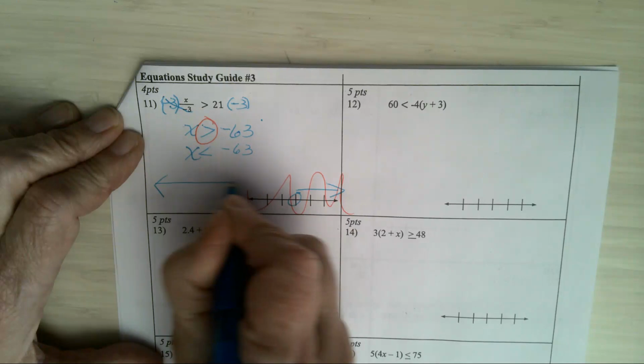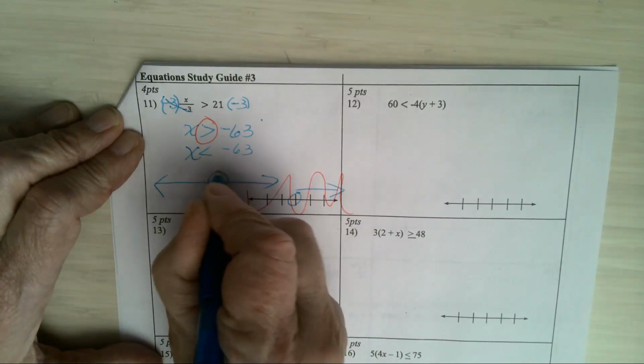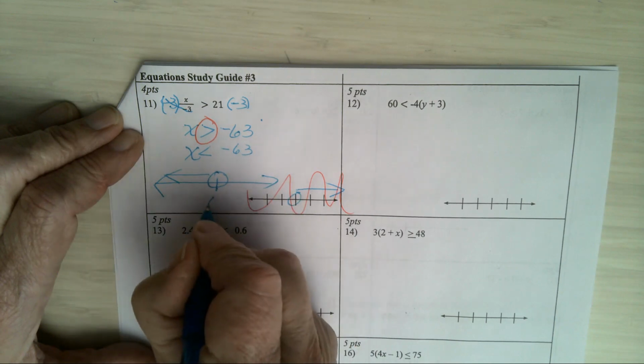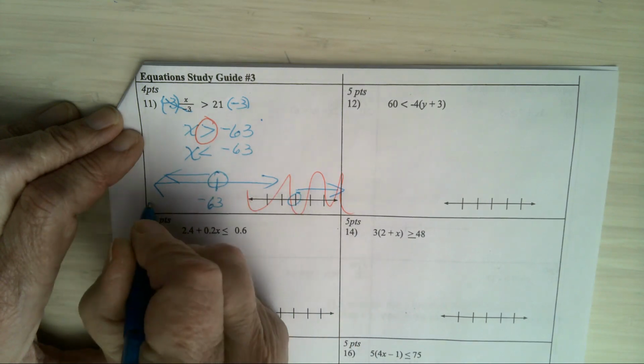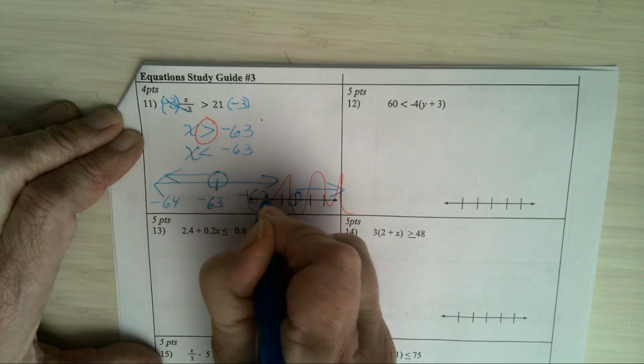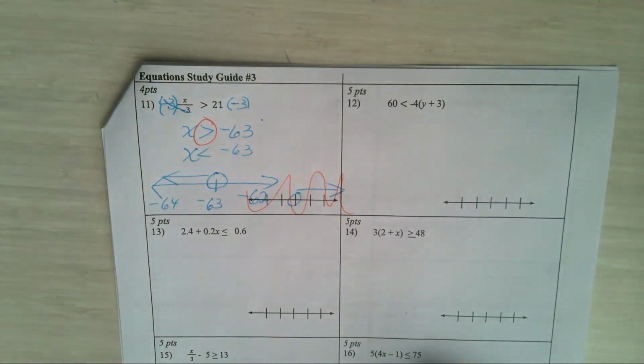So an open circle, little point, little numbers live to the left. And that's -63, -64, -62 would be some numbers you could use. Woo! Just about didn't catch that one. Okay, let's go on to the next problem.